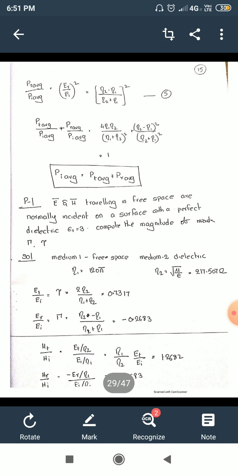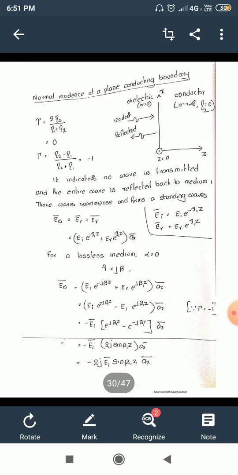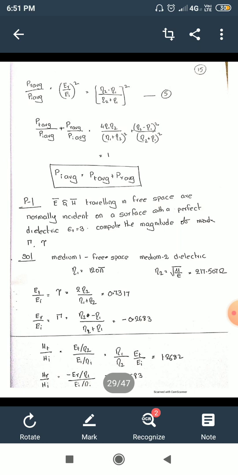Now, here a problem is given. Go through that problem. It is a simple problem. E and H are traveling waves normally incident on a surface with a dielectric medium. Medium 1 is free space, and the other is a dielectric medium, with eta 1 equal to eta 2. We are asked to calculate the transmission coefficient and then the reflection coefficient.